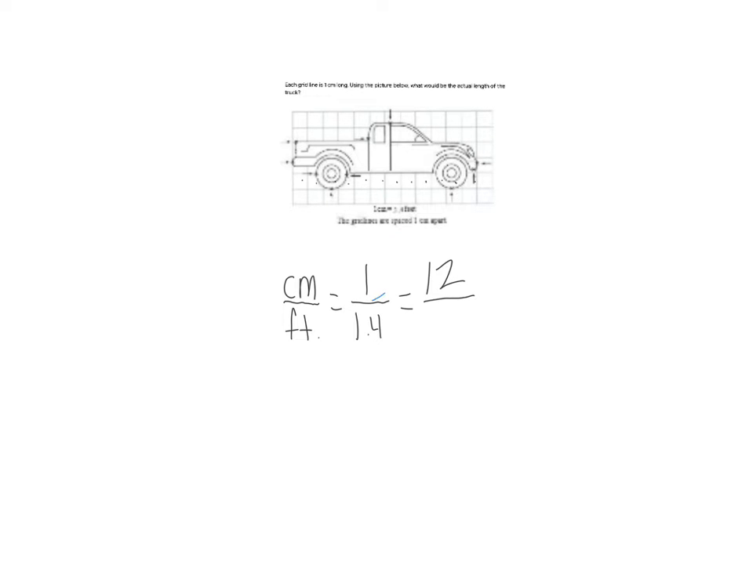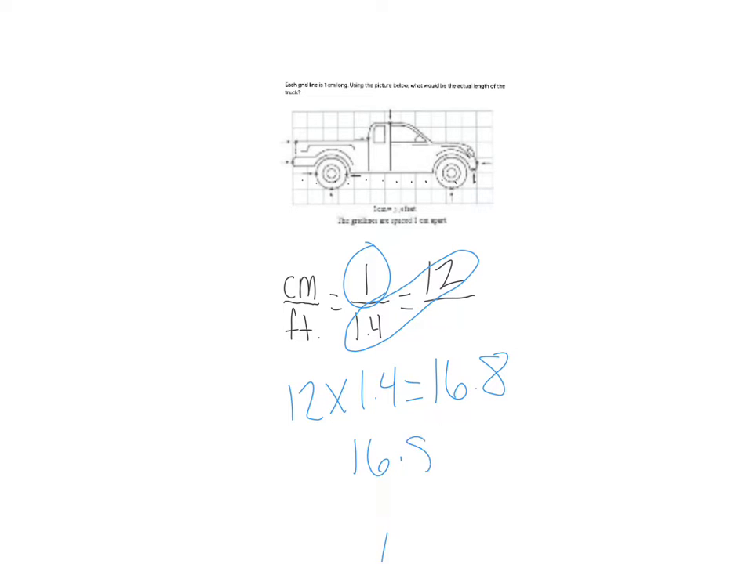Now to solve this, I would first cross multiply. So I have 12 times 1 4/10, which equals 16.8. And then I divide that by the top number, which is 1, and anything divided by 1 is itself. So my answer would be 16.8 feet.